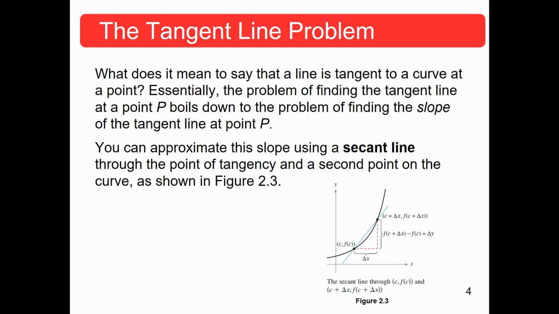So you can approximate this slope using a secant line. We talked about this back in chapter 1. So if we look at the point of tangency, the point we'll call c, f of c, and some secant point, which can be found by just adding that delta x, that change in x, to our c value. So you have c plus delta x, and then, of course, f of c plus delta x for your y value.